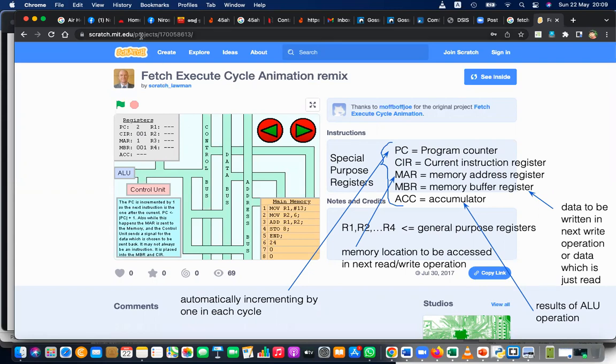So please use this link. Everything will be there in the description. Please go through this, not now. After the class, you can go through that and play the animation and understand this clearly. Next.